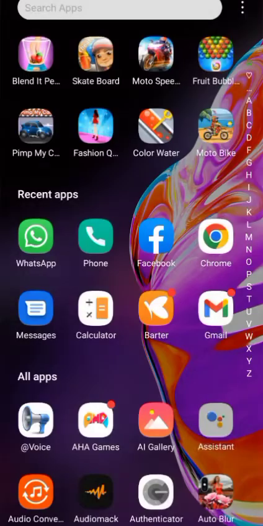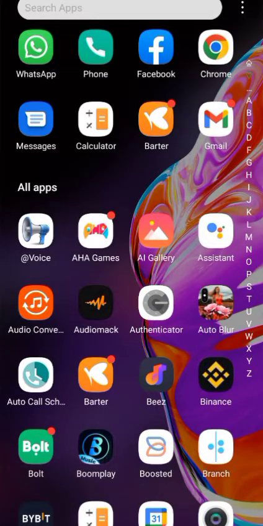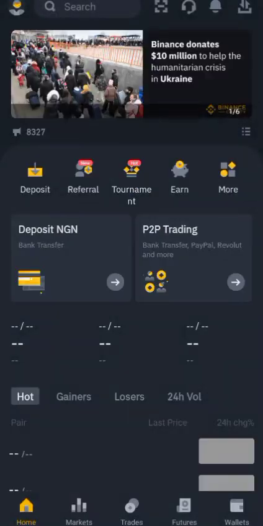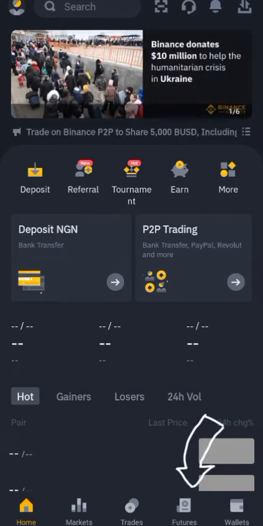So the first thing you would need is to download and activate an account on a centralized exchange like Binance. I use Binance. We have several other ones like KuCoin, Bybit. Once you're on your Binance, you could see different buttons there. You would see home, you see market, you see trades, you see features, you see wallet.